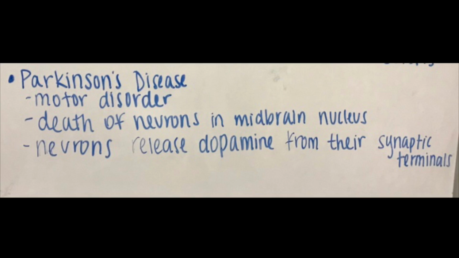Parkinson's disease is the death of neurons in the midbrain nucleus. These neurons usually release dopamine from their synaptic terminals. There's no known cause, but scientists believe it has a genetic component and environmental factors.